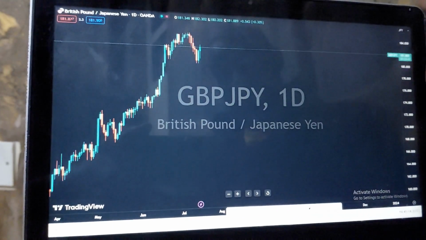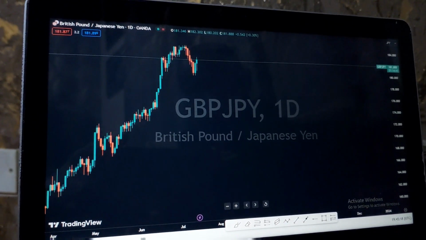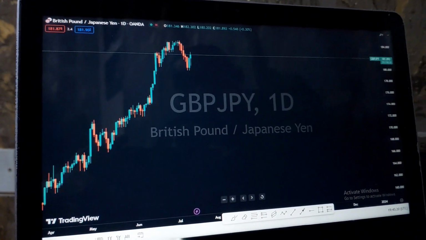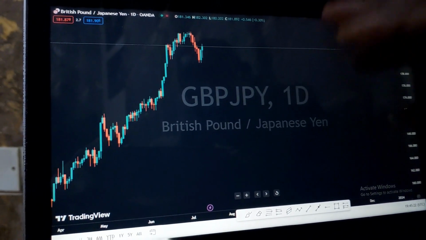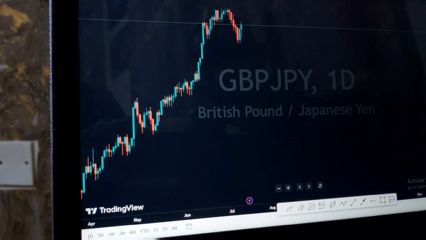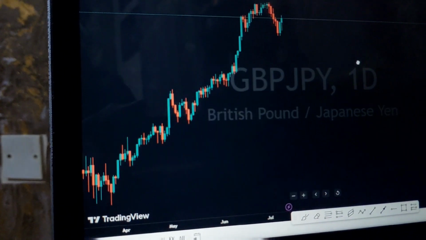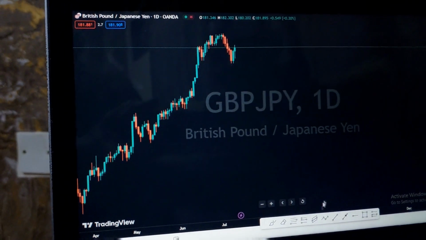So as you can see on the screen here, I have TradingView, which is used by traders to analyze the forex market. In this case we are going to analyze British pound, Japanese yen. First of all, to understand the basics of technical analysis, you have to understand that the markets move in trends.